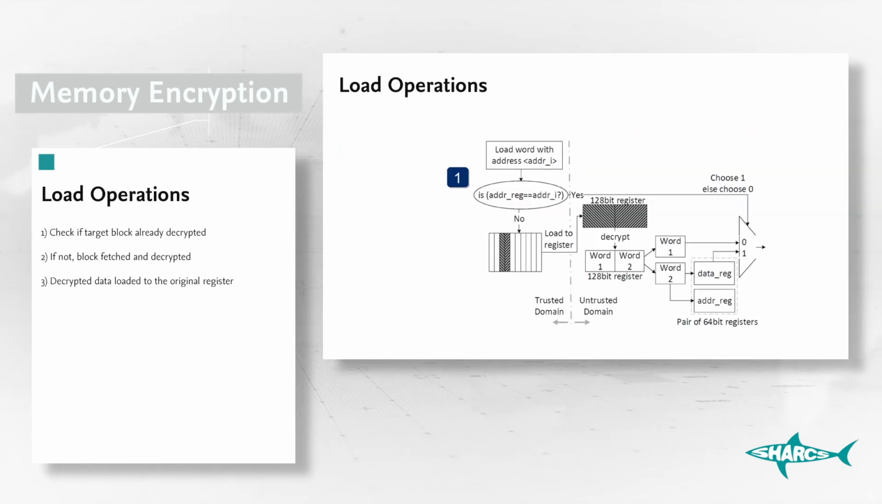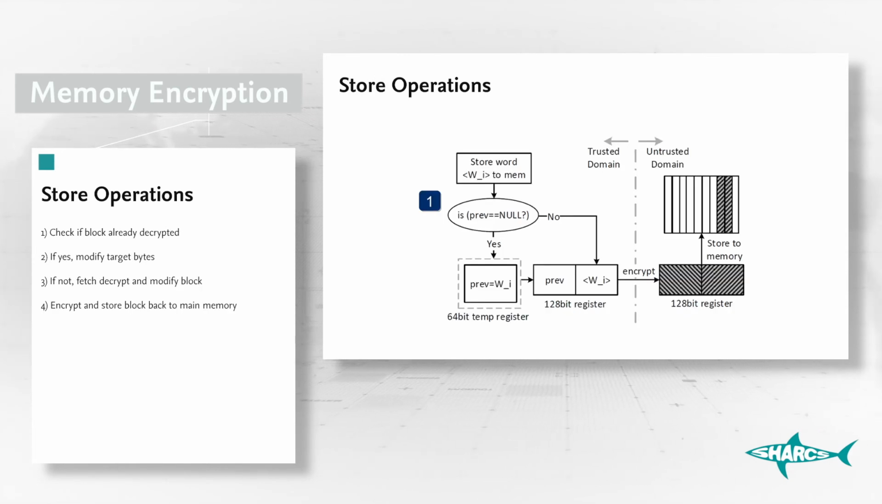During load operations, first we check if the block we are about to decrypt is the most recently decrypted block. If it's not decrypted recently, the block is loaded from the main memory and decrypted. Finally, the decrypted data are loaded in the original destination register.